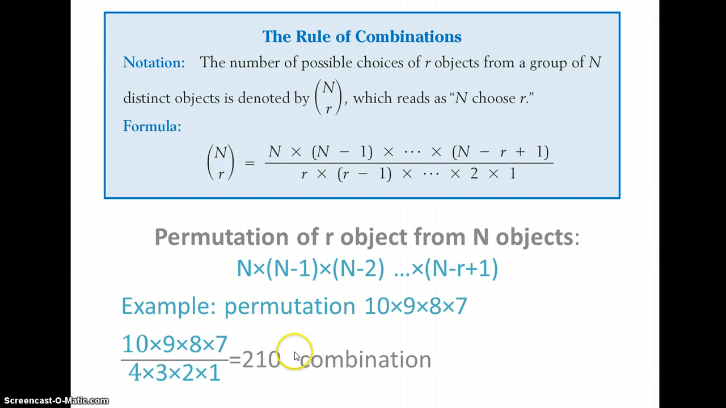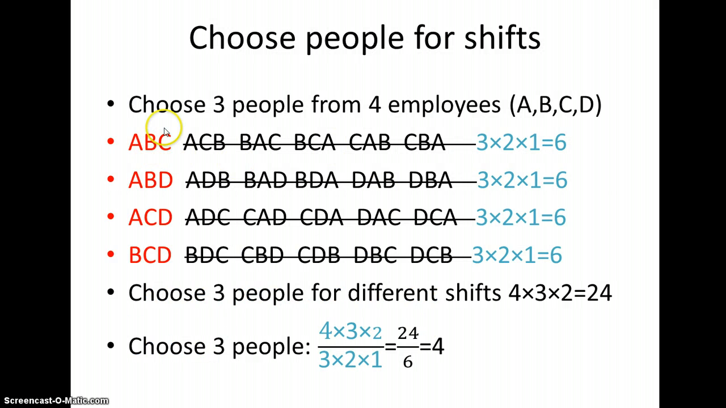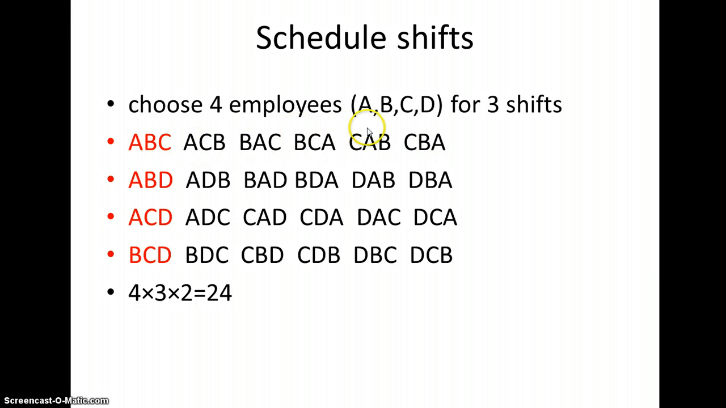Okay, so remember, in combination the order doesn't matter. So when you change the order, you still get the same selection, so you've got to cross them out. They don't consider this different. But in permutation, all of these are considered different schedulings.